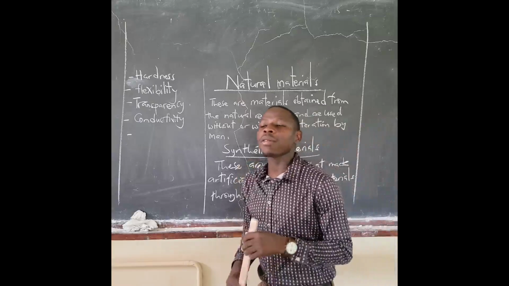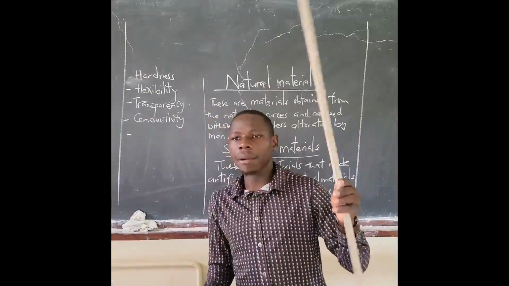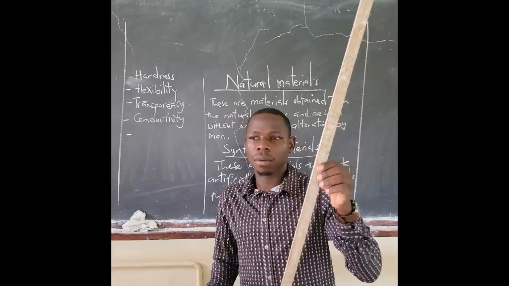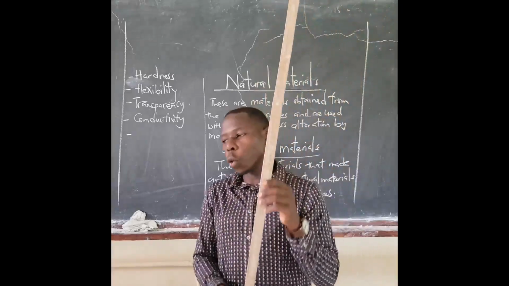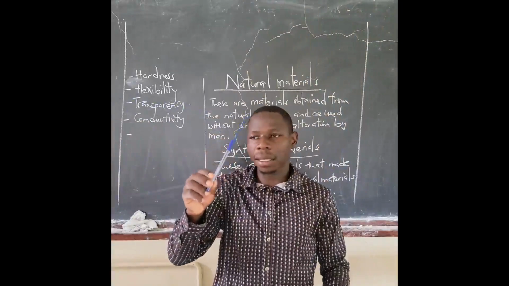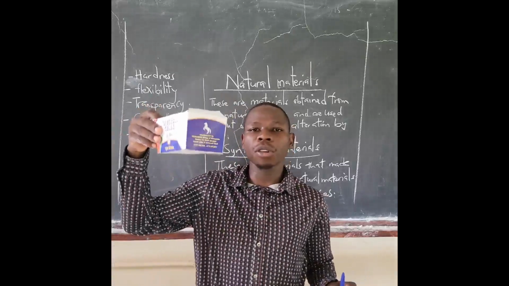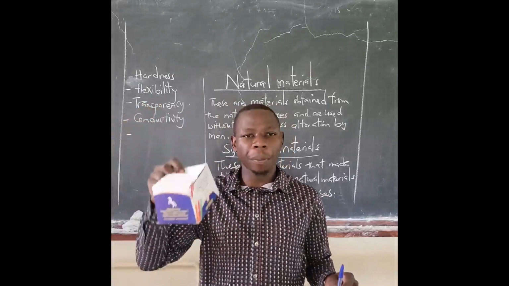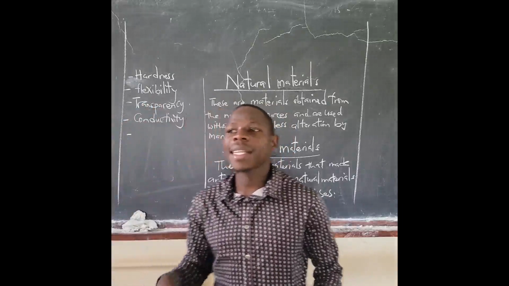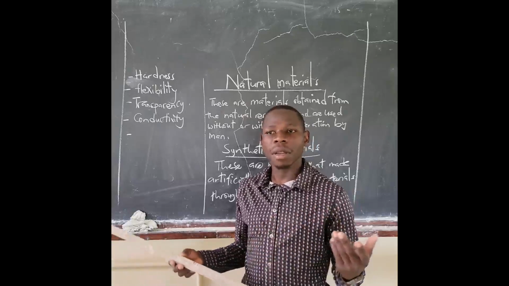Now, the reason why you find that, as I gave an example, a ruler is made of wood, or a metal ruler, and a pen is made up of glass, and a box of chalk is made up of paper. You find that the choice of the material is determined by the characteristics of the material.